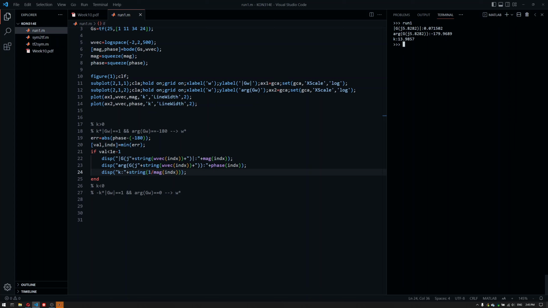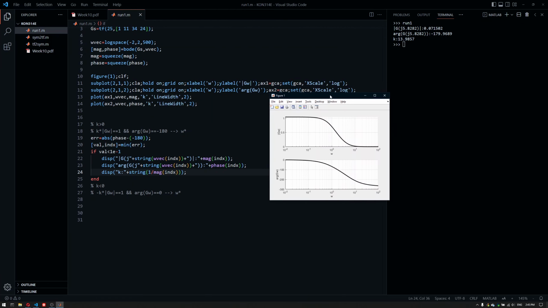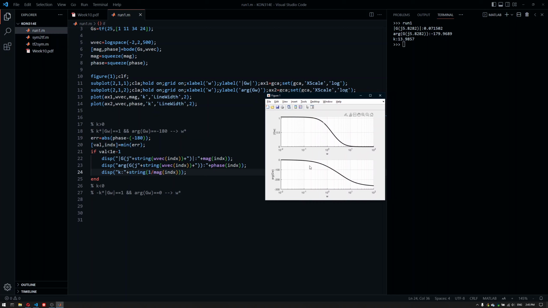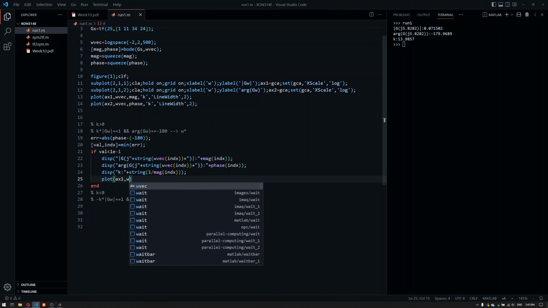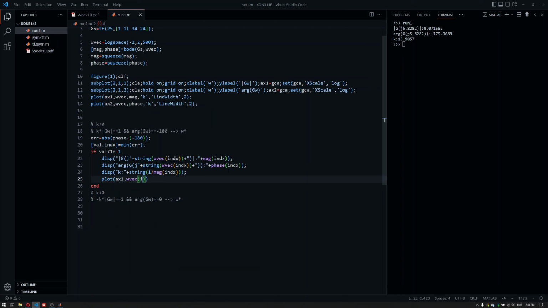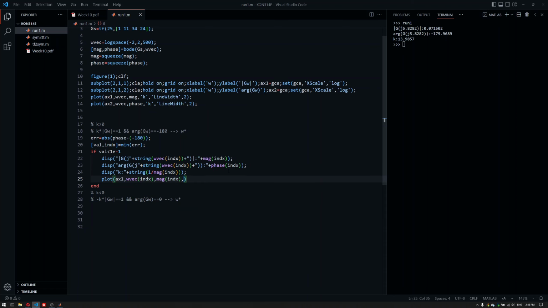Let's run one. We see K is approximately 13.98. What we still can do is mark that point on the Bode plot. So let's do that too. We have displayed it here. Let's plot this point on AX1, omega vec index and magnitude index, with a red square, for example, line width 2.